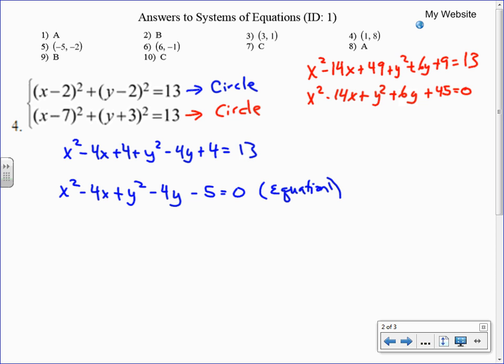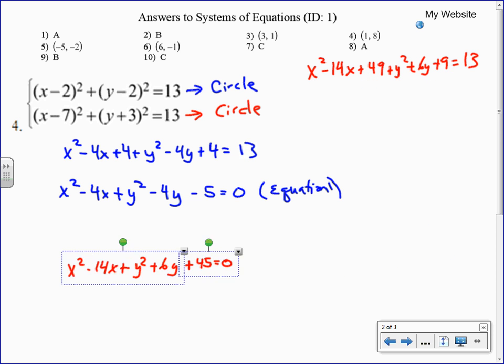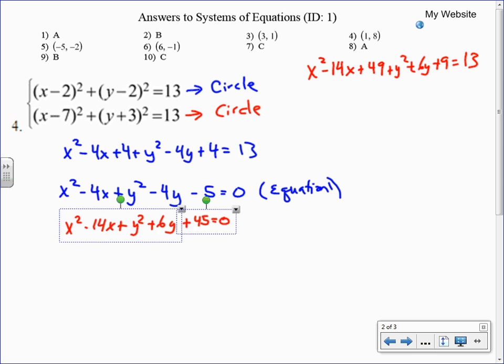equals 0. So now I want you to take this equation right here, guys, and bring it down here. Again, this is equation number 2.